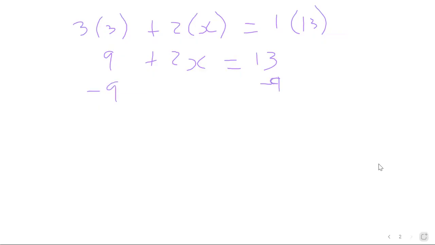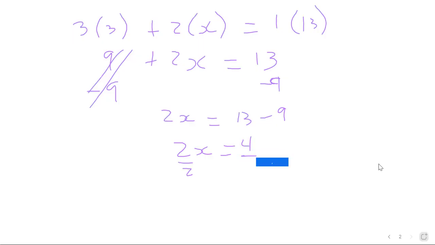9 minus 9 is 0, so this cancels out. I've got 2x equals 13 minus 9, which is 4. I divide by 2, I divide by 2. X equals 2. And that's it.